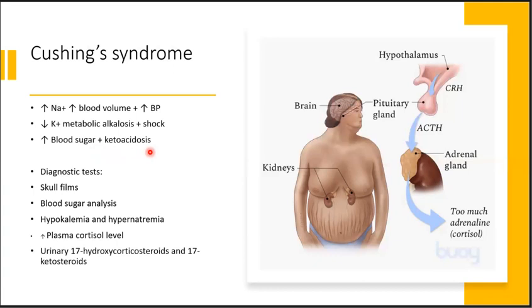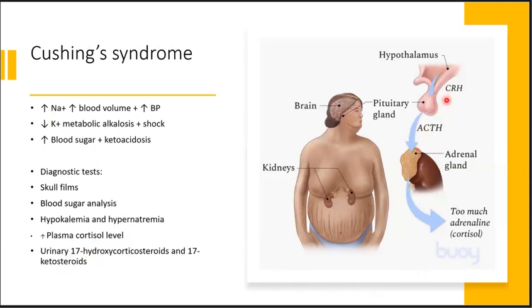We can run diagnostic tests like the skull films. We can do a skull X-ray to see what's happening with the glands. We can also carry out blood sugar analysis. Remember, we talked about the blood sugar being elevated. We're also looking out for hypokalemia from the decreased potassium levels, and also hypernatremia from the increased sodium levels. This time around, the cortisol levels are going to be increased. In addition, our urinary 17-hydroxycorticosteroids and 17-ketosteroids would also be increased.